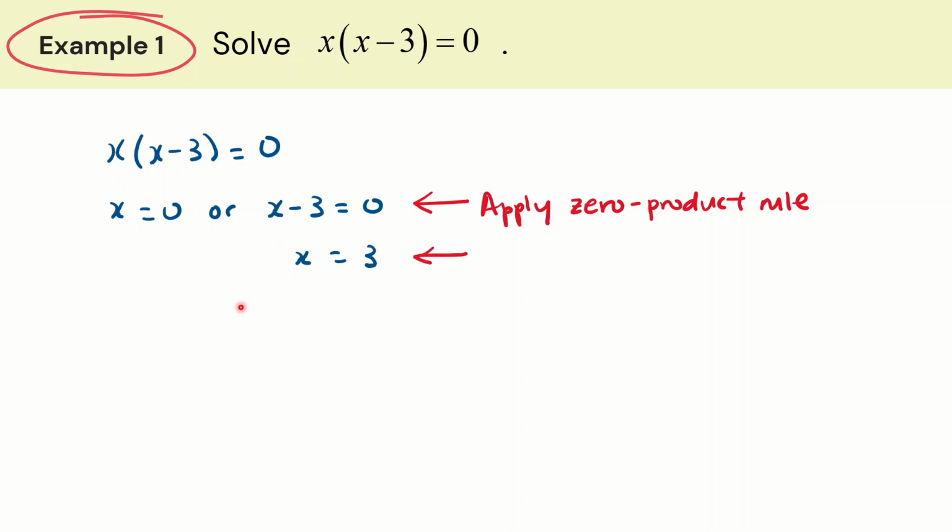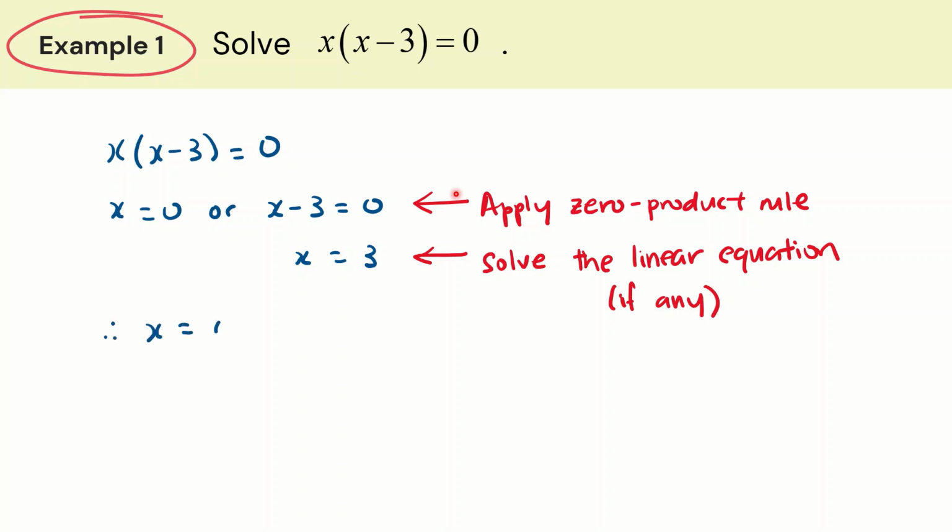What we're trying to do here is that whenever we get a linear equation as a result of our zero product rule application, we need to solve the linear equation. So we see that there are two solutions over here. When x equals 0, I get the left hand side to be equal to 0 in the end. But when x is equal to 3, we also see that the right hand side will be equal to 0. So we conclude that the two solutions are x equals 0 or x equals 3.